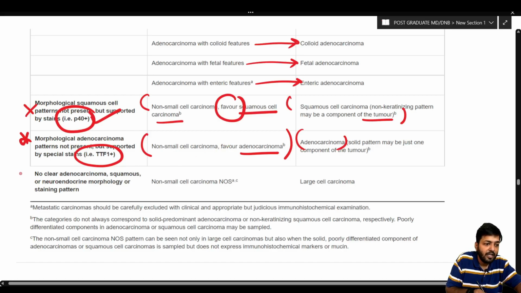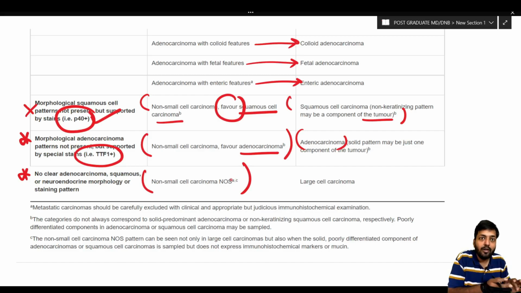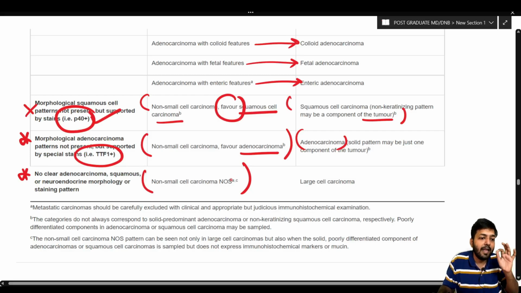Now, no clear adenocarcinoma, squamous or neuroendocrine morphology or staining pattern. If you are not sure morphologically and you do not have access to the IHC pattern, then you are going to use the term non-small cell carcinoma NOS, not otherwise specified. Okay, and this is actually a diagnosis of exclusion. So non-small cell carcinoma NOS is used when either morphologically and by IHC you cannot reach a diagnosis, or morphologically you are not getting a diagnosis and you do not have access to IHC. Then you are going to use the diagnosis of non-small cell NOS.